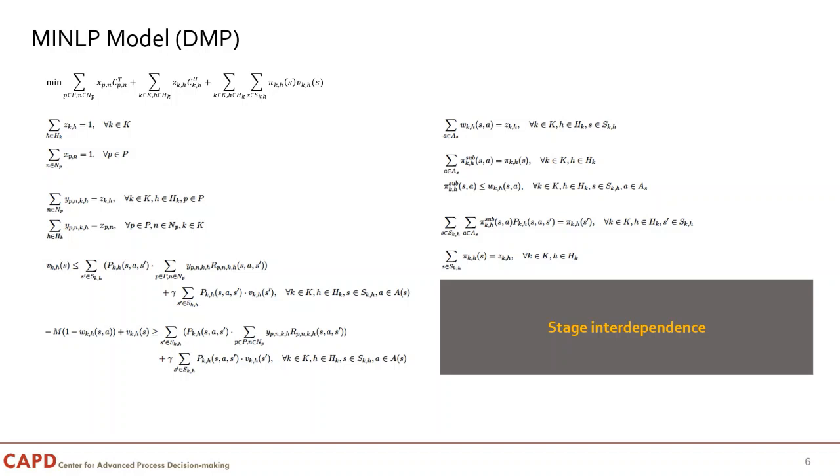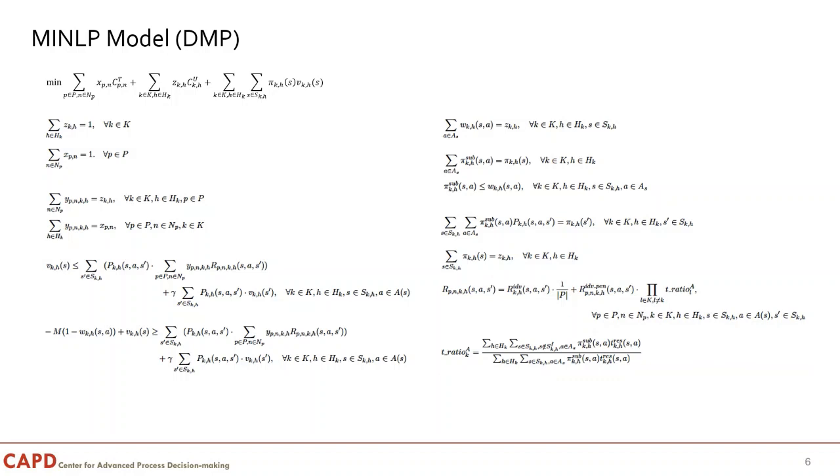We are modeling each stage, where stage means things like compressors or pumps, independently, but then we have to capture their interdependence with these constraints. So again, this is an MINLP.